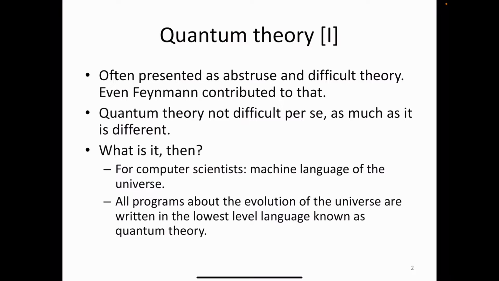Quantum theory, as we mentioned previously already, is often presented as an abstruse and very difficult theory. And physicists like Richard Feynman contributed to that notion. Richard Feynman, the famous Nobel Prize winner, and the guy who kicked off the whole field, even he contributed to that by saying things like, whoever claims to have understood quantum theory has not understood quantum theory. I don't think that this is the case. I think quantum theory is just very different to the classical experiences in our macroscopic world.